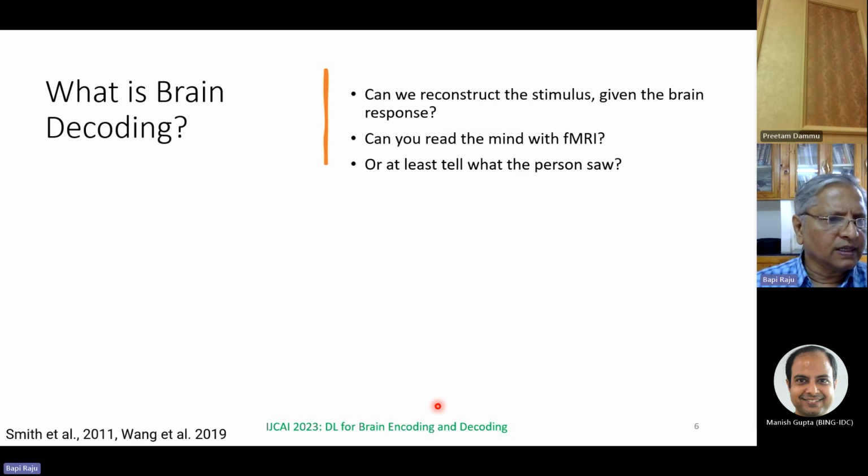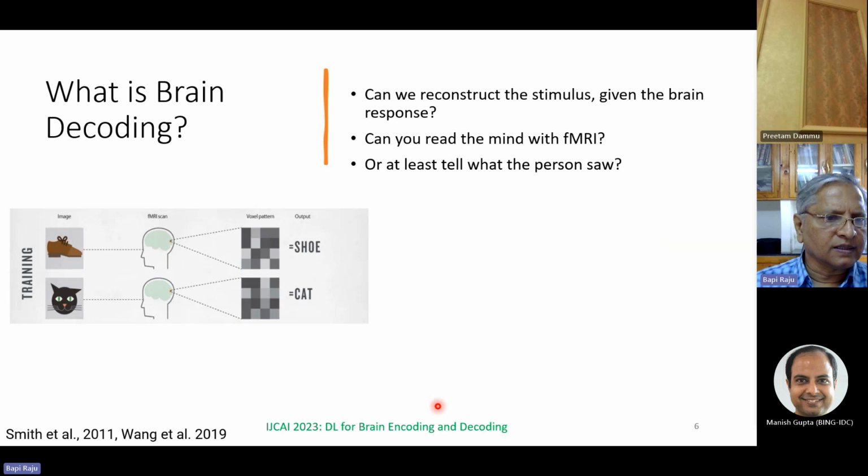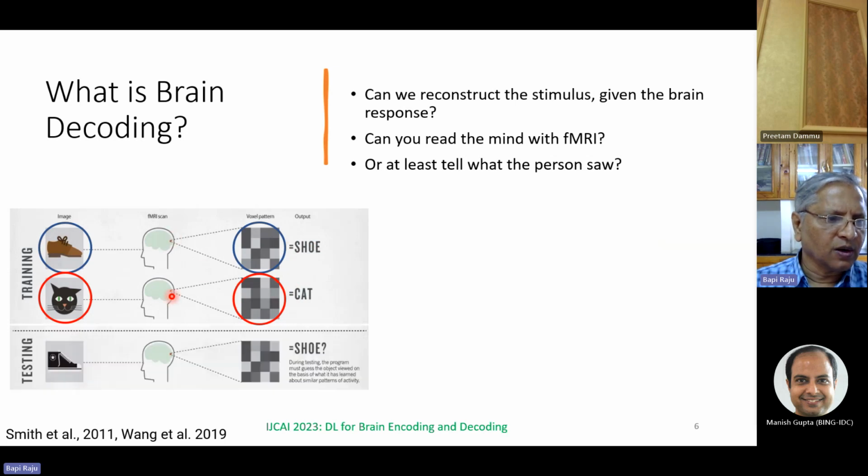So in brain decoding, the idea is, can we reconstruct the stimulus, or the features of the stimulus, given the brain response, either in a categorical setting like this? I show an image of a shoe, and there is a recorded brain activity. Use that activity to predict whether it is a shoe or a cat, right? For example, which category this activation belongs to. And given a test stimulus of a different shoe image, is it possible to still predict the category of the stimulus?